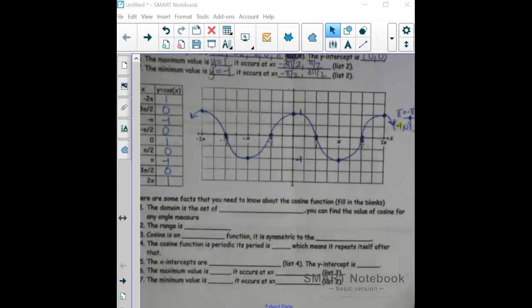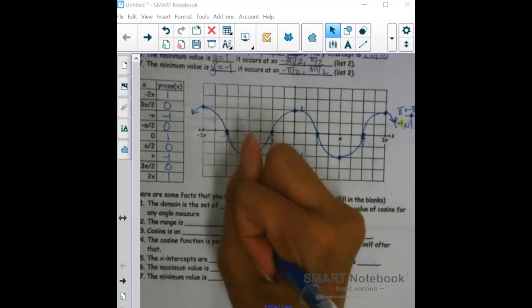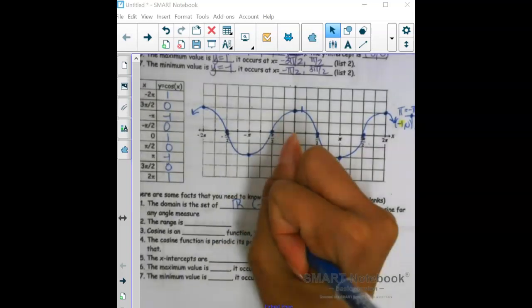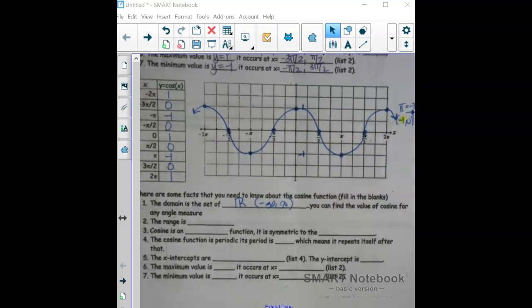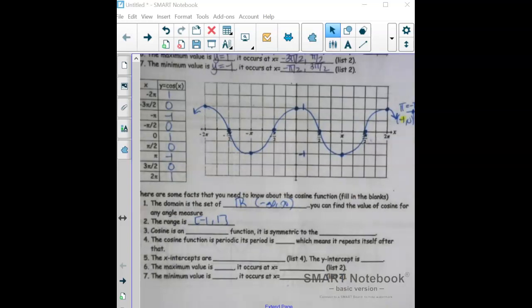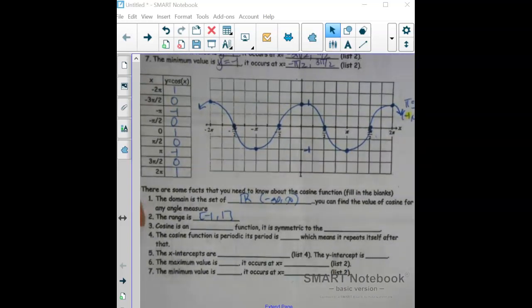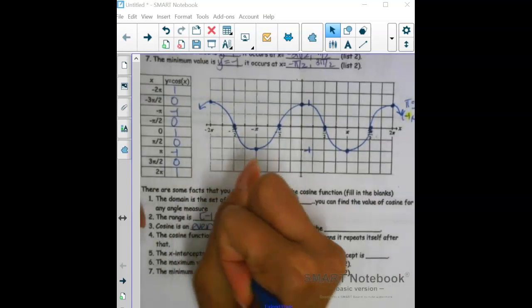All right, Melissa, what's the domain for this graph? It's still all real numbers, like Jorge told us earlier. And what's the range for this graph? Negative 1 to 1. And those are closed circles, so we're including those values. Now we need to see what type of function cosine is. So is it going to be even or odd?